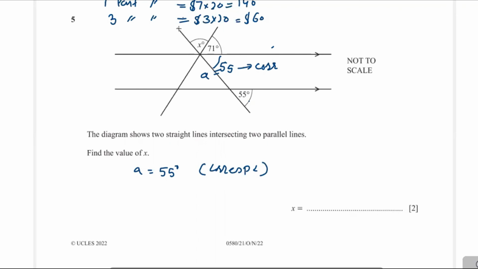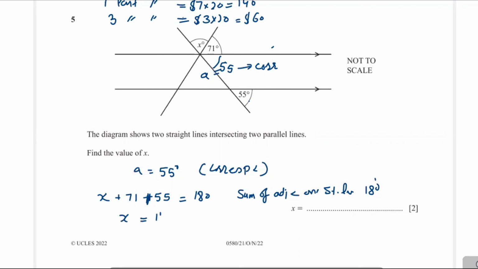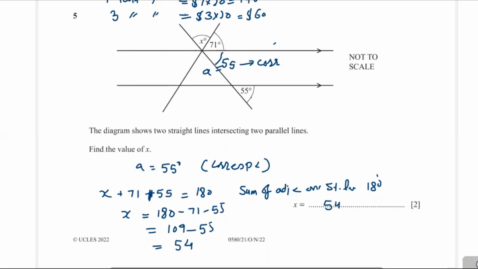Now you see here, the angles x, 71 and 55, all these angles are adjacent angles on a straight line. Therefore, x plus 71 plus 55 degrees is equal to 180 degrees, because the sum of adjacent angles on a straight line is 180 degrees. Therefore, x will be equal to 180 minus 71 minus 55. Now we can write that is 109 minus 55, and that value becomes 54, and this 54 is the answer. Now go to the next question.